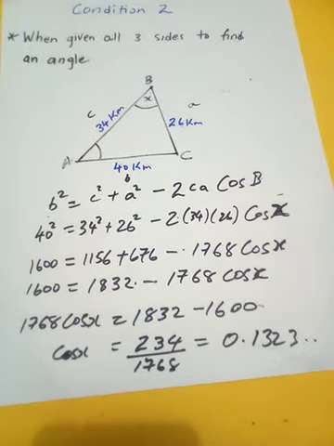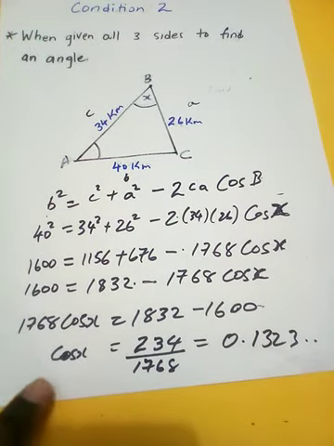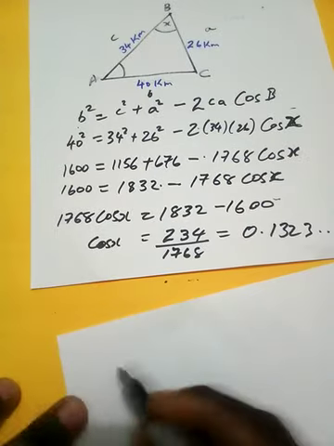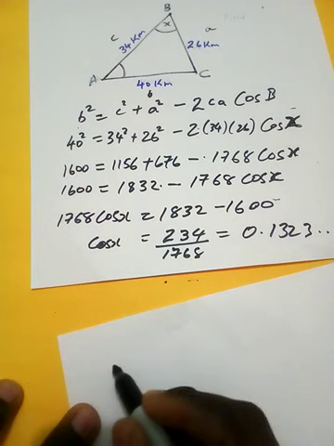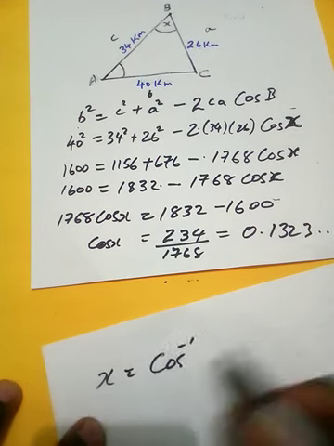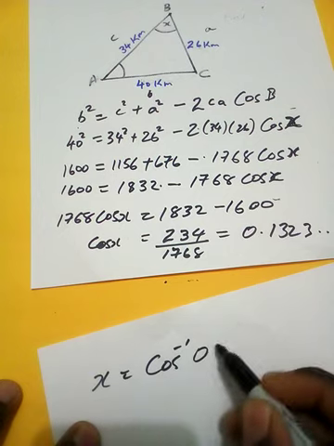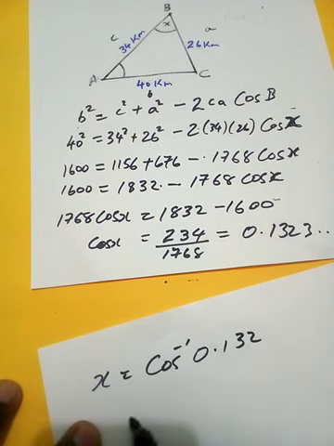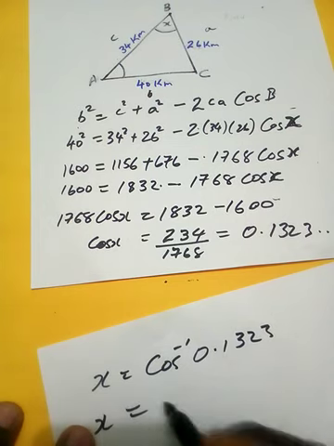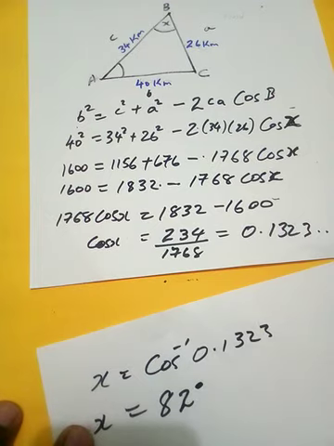However, we haven't found x as yet. We haven't found angle x. This is cos x. So remember, when a trig ratio is beside the variable, we have to transpose and it becomes the inverse. So when we transpose cos x, it becomes the inverse. So x would be cos inverse of 0.1323 and some remaining digits. When you find the inverse, you're supposed to get 82 degrees.